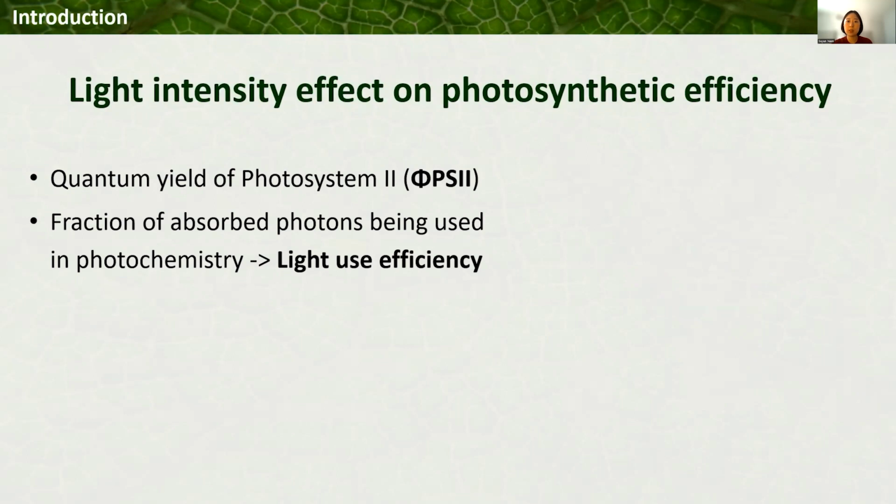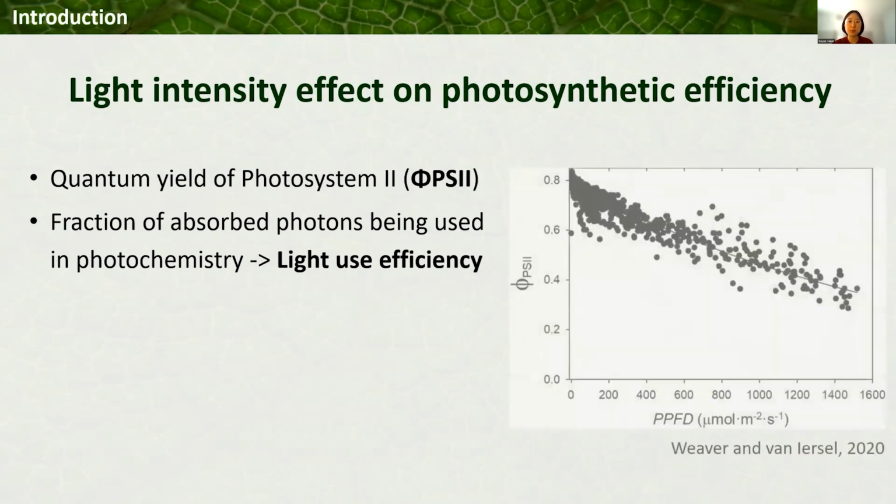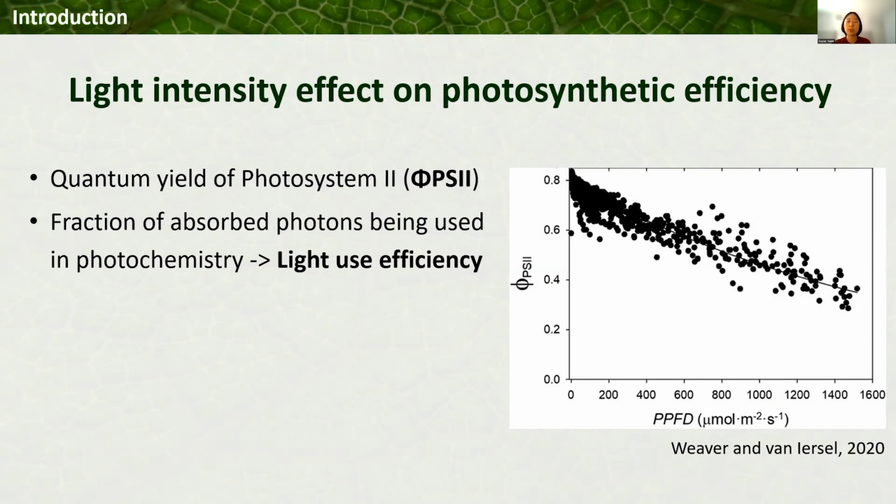We will talk about the two biggest environmental factors that affect photosynthesis, which are light intensity and temperature. First of all, we have to talk about the parameter called quantum yield of photosystem 2. As you can see in the graph, when the PPFD goes up, the quantum yield goes down. The definition of quantum yield is the fraction of absorbed photons being used in photochemistry, which means what percentage of light energy is used by plants for photosynthesis.